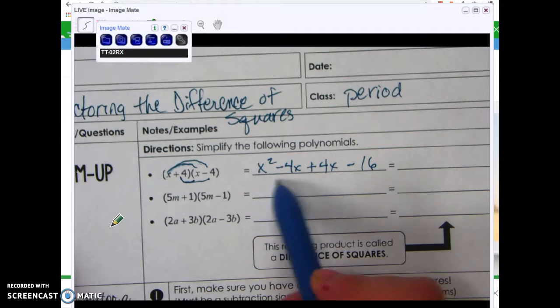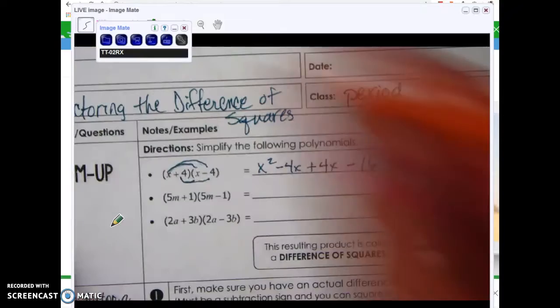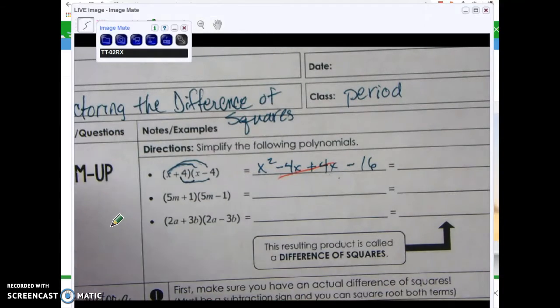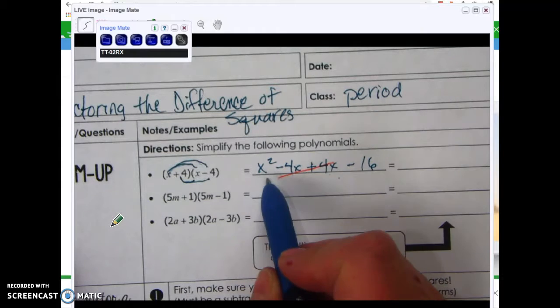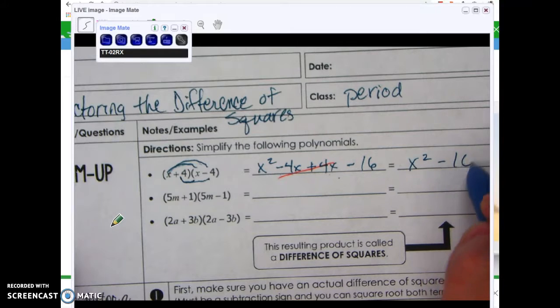Notice what happens in the middle here. Negative 4x, positive 4x. Those zero out. They're additive inverses of each other. And what are we left with for an answer? The first term and the last term: x squared minus 16.